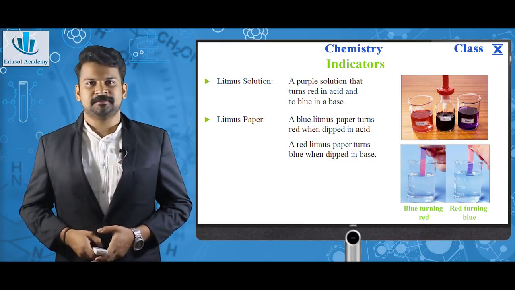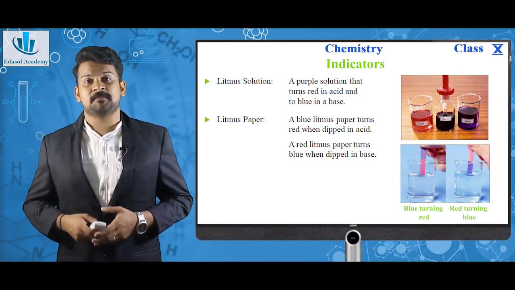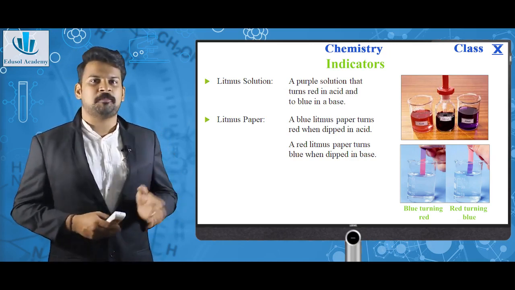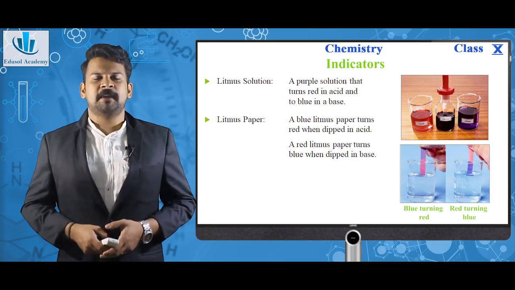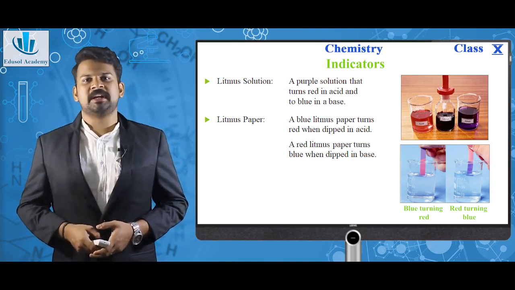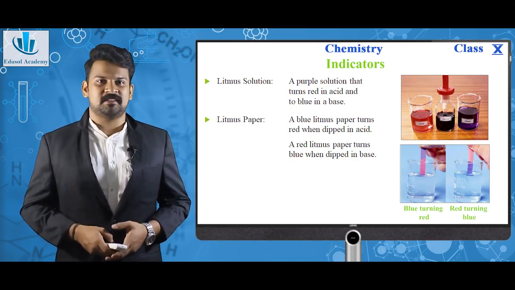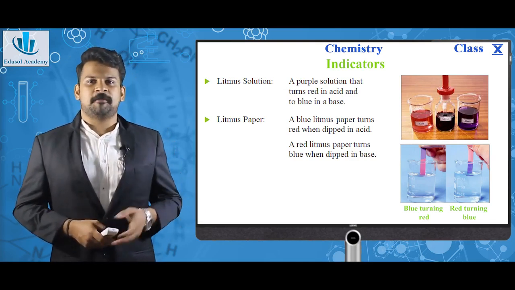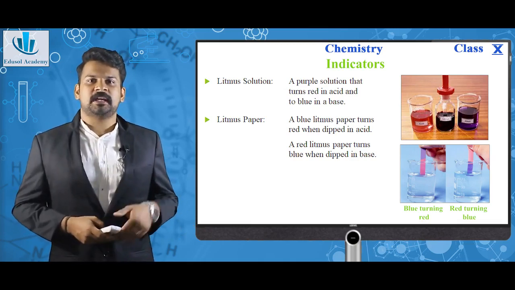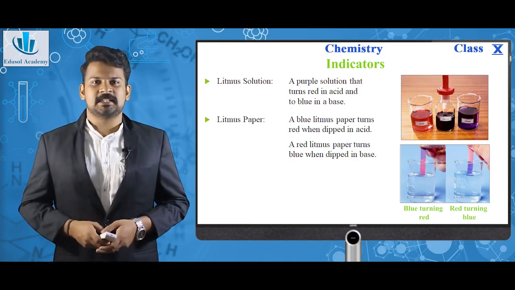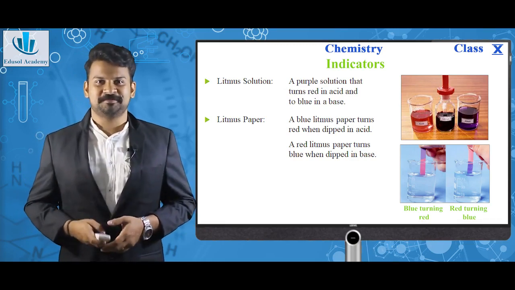Coming to litmus solution, it is a purple color solution that turns red in acid and turns blue in base. As you can see in the picture. Coming to litmus paper, a blue litmus paper turns red when dipped in an acid. A red litmus paper turns blue when dipped in a base. As you can see in the picture, the first one is an acid. We are dipping a blue litmus paper into an acid, it is turning red. Similarly, we are dipping a red litmus paper in a base, which is turning blue.